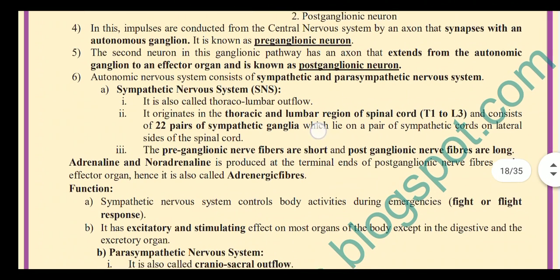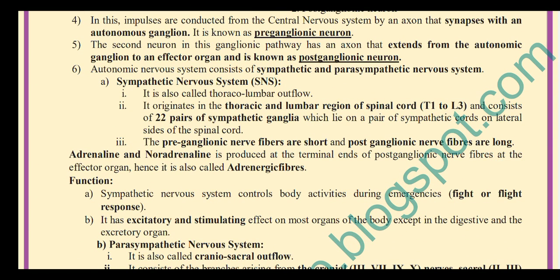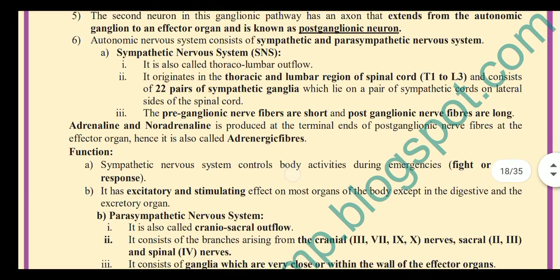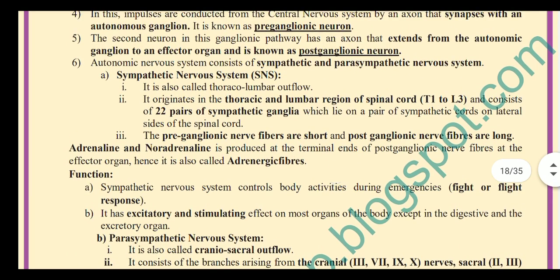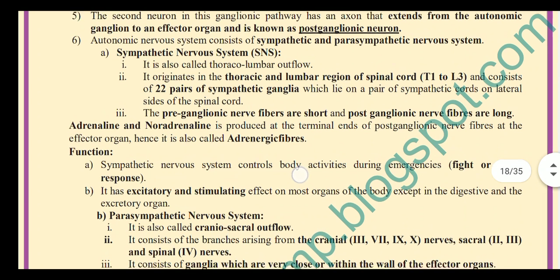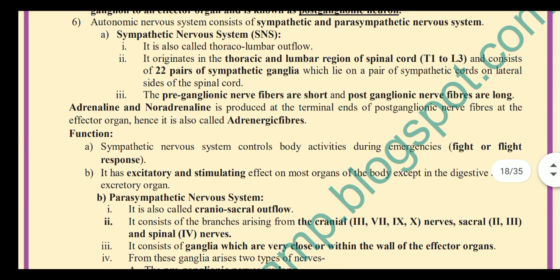Impulses are conducted from the central nervous system by an axon that synapses with an autonomic ganglion. It is known as the preganglionic neuron. The second neuron in the pathway has an axon that extends from the autonomic ganglion to an effector organ and is known as the postganglionic neuron, which is responsible for the motor activities. The autonomic nervous system consists of the sympathetic and parasympathetic nervous system.